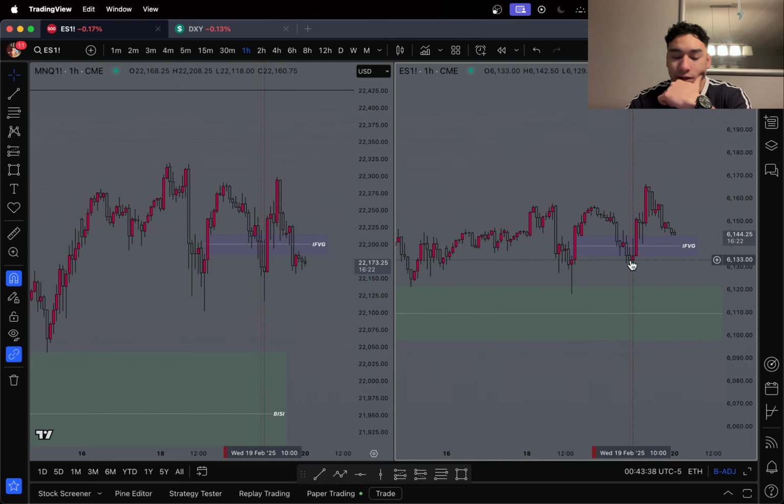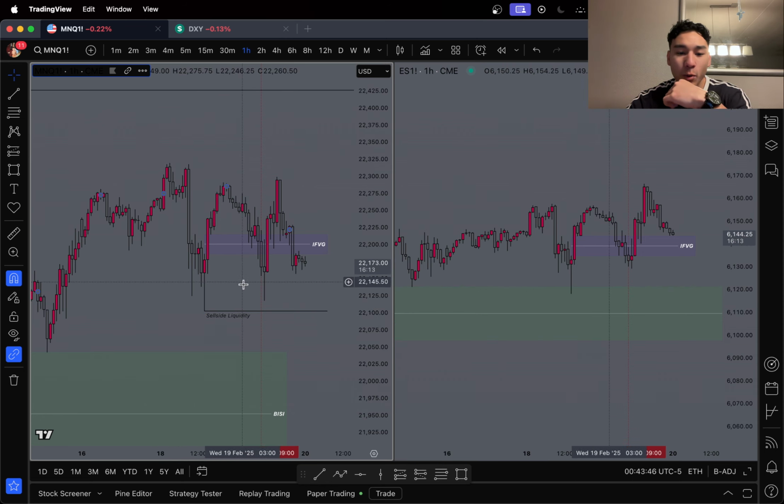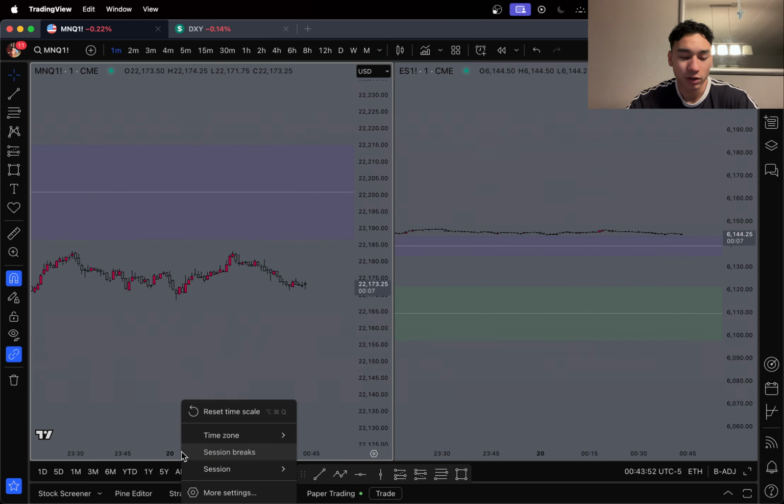Let's see, and then here it closed below, and then this was the sell side target. And then here as well, I was expecting for this to close below, and then yeah, this is the target. But yeah, obviously we didn't win there. So the other short that I took.